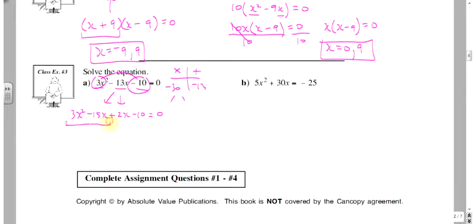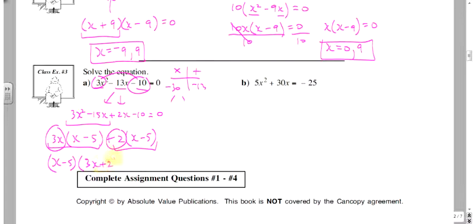Factor by grouping. What can I take out of the first two? 3x. This is what I have left. Check it. 3x squared. Yes. Minus 15x. Yes. What can I take out of the next two? Just 2. And what do I have left? Better be the same thing in the brackets, or I can't do anything else. Okay, finally, what's common to both of these two terms? X minus 5. What do you have left? 3x plus 2. Okay, and I got a little lazy. This is still equal to 0.